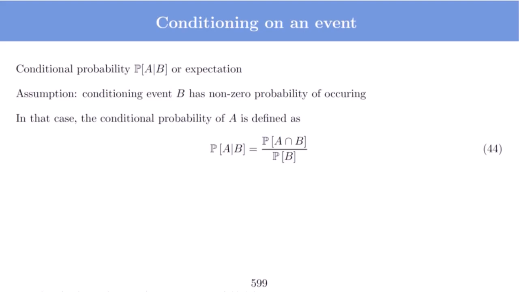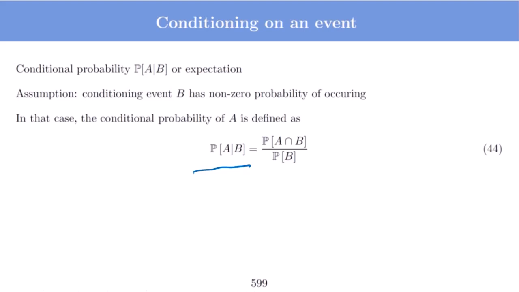So just to remember again, what is a conditional probability? We have a conditioning event B, and we assume that it has a non-zero probability of occurring. Given that this event has occurred, we compute the probability of A happening, which we denote by probability of A given B, and it is equal to the probability of A intersection B, which means A and B both have occurred, divided by the probability of B.